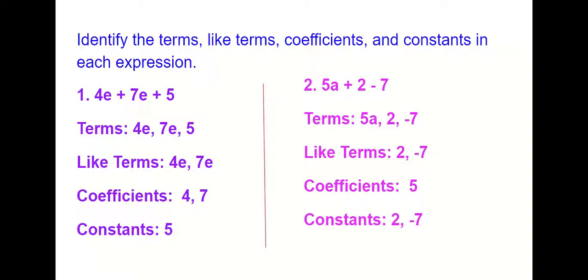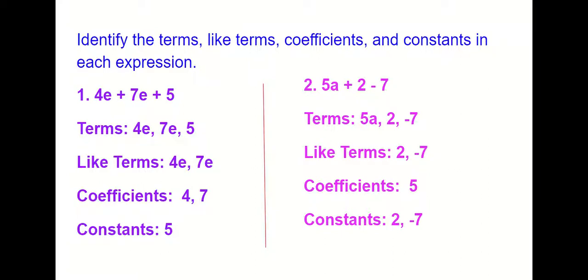So, the first part of your assignment for today, you're going to have to identify the terms, like terms, coefficients, and constants in each expression. For number 1, 4e plus 7e plus 5, the terms are separated by operations, so the terms would be 4e, 7e, and 5. The like terms have the same variable and power, so 4e and 7e would be like terms. The coefficients would be 4 and 7, the number in front of the variable, and the constants would be just the regular numbers like 5.